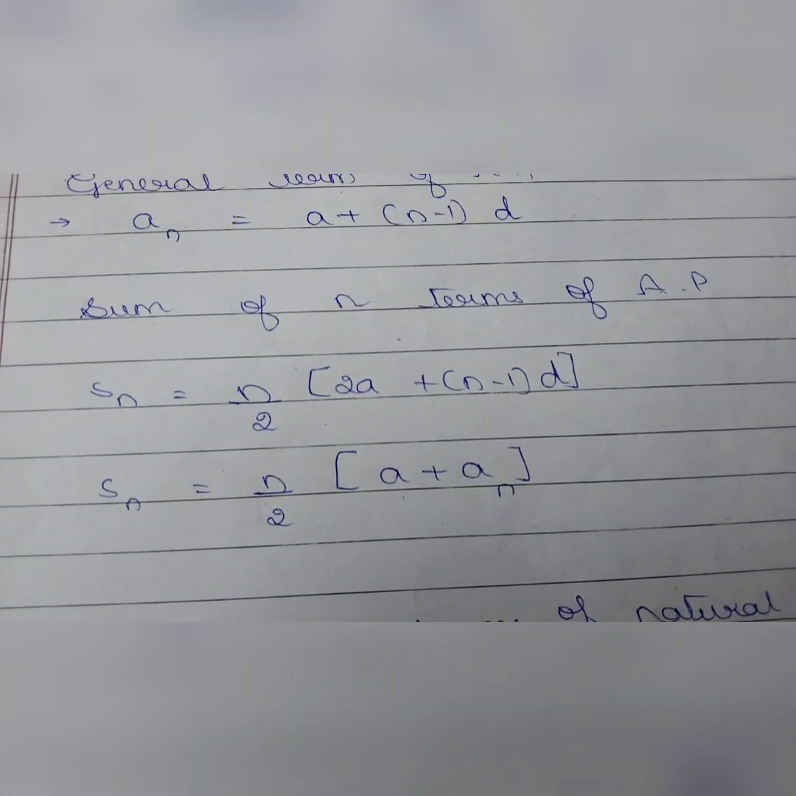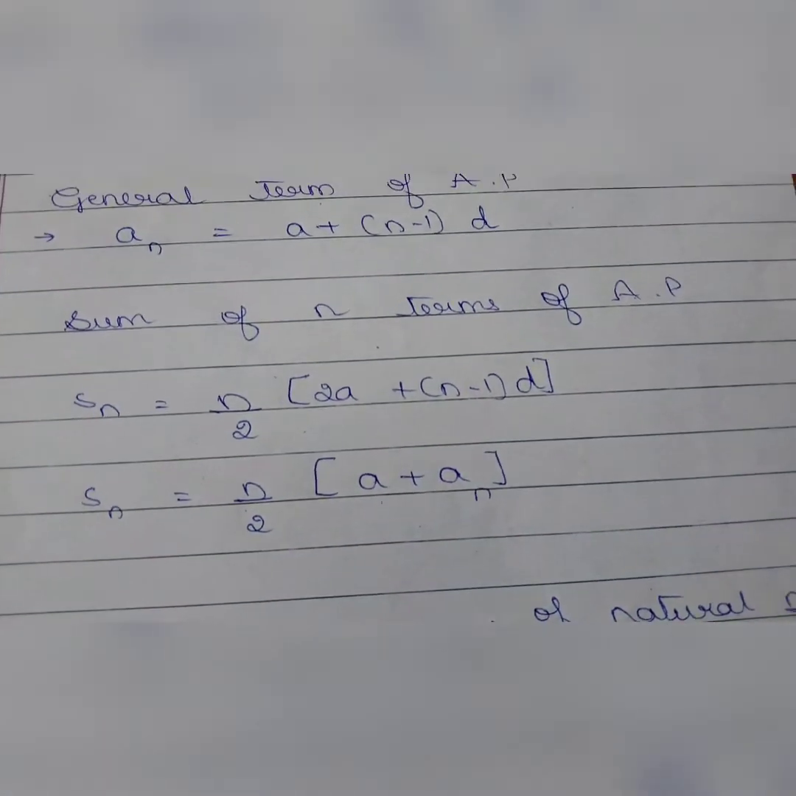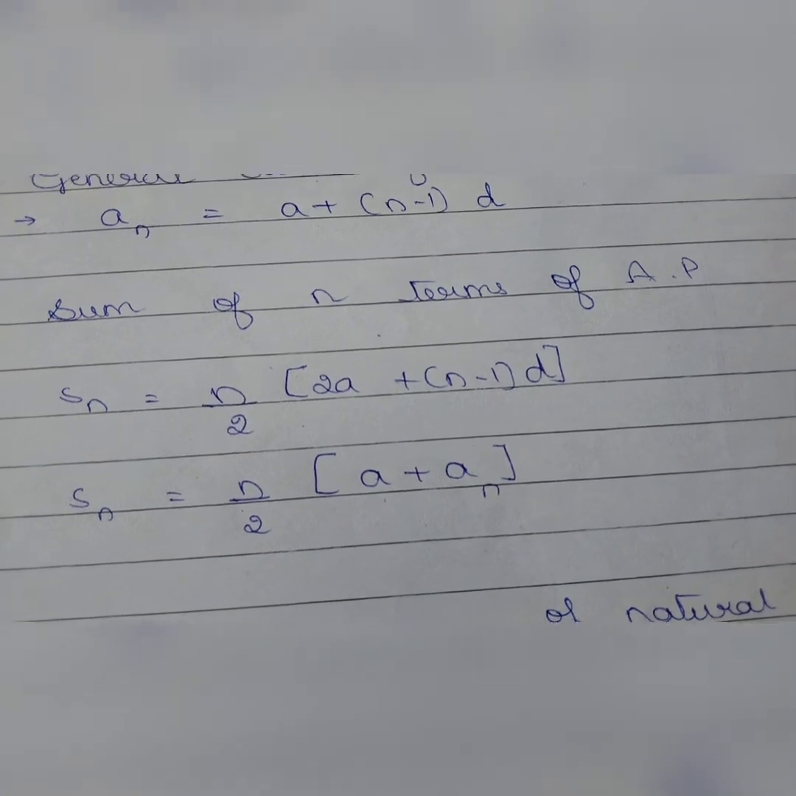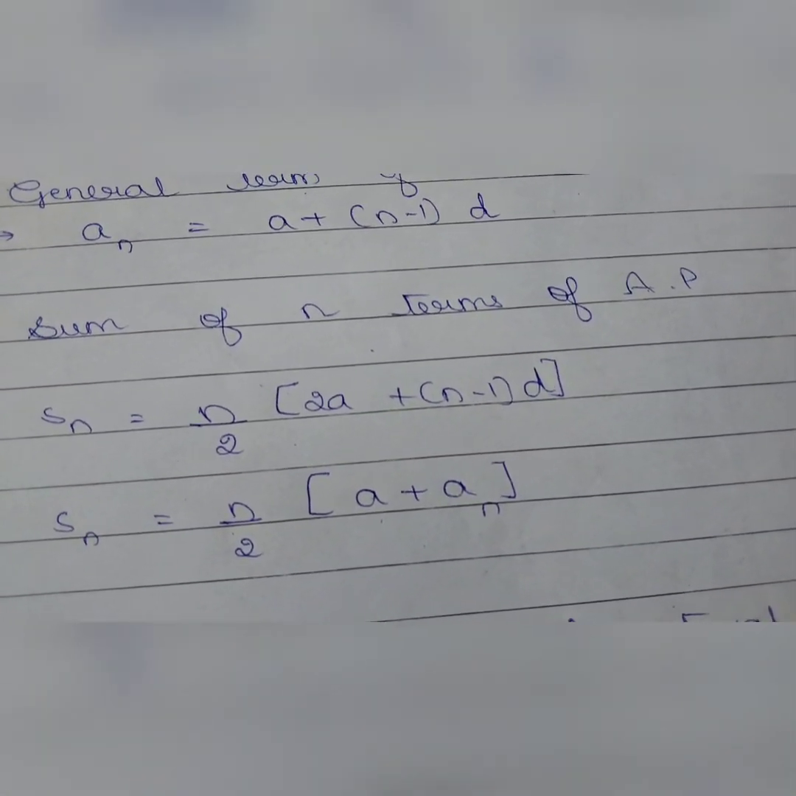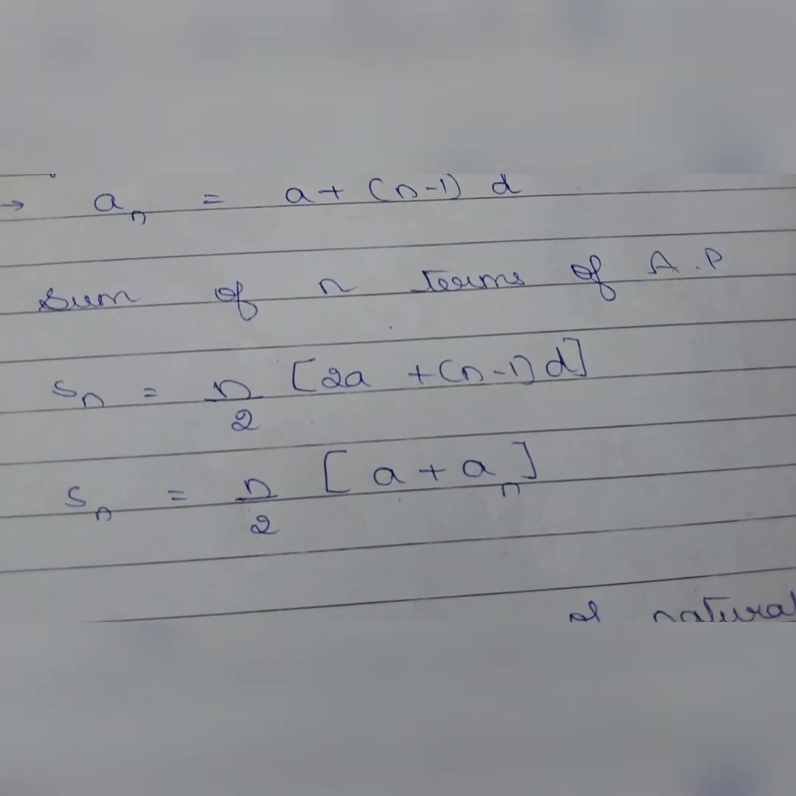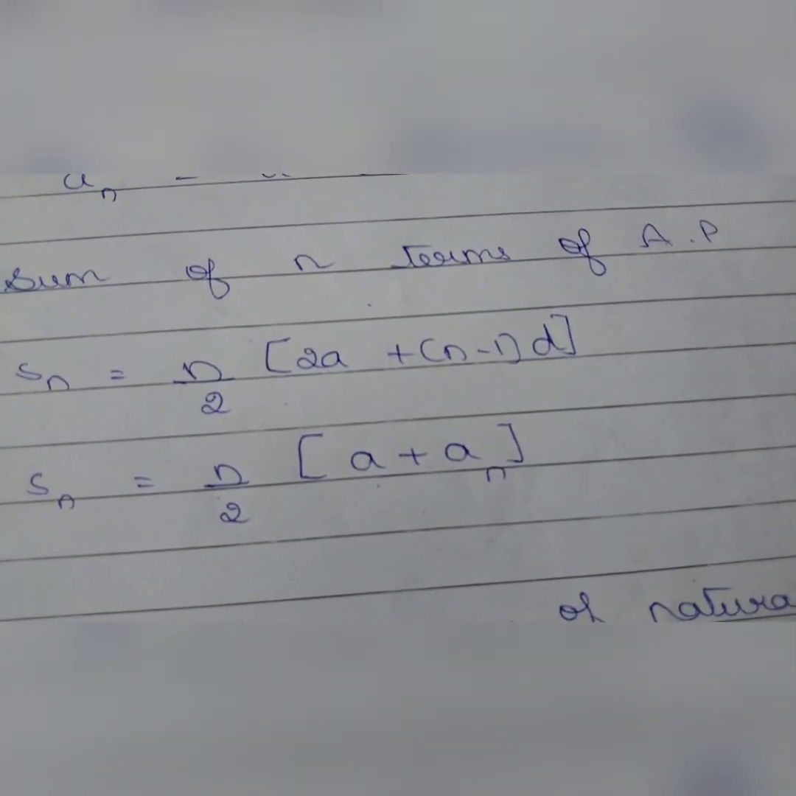Sum of n terms of an AP is Sn equals n by 2 into (2a plus (n minus 1) into d). Sn equals n by 2 into (a plus an). Remember to use proper brackets.